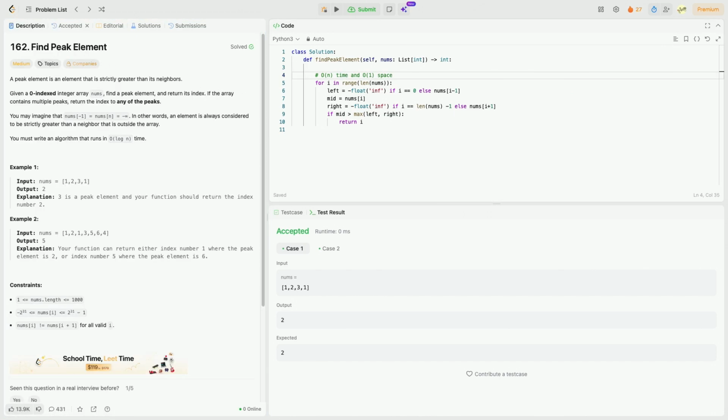How on earth could we improve this? One way to think of it is that we can exploit the fact that we only need to find any of the peaks, and it's guaranteed that the array contains multiple peaks. If we had to find one specific peak, I think it would be difficult, but we don't need to find a global optimum. We can just find a local one. So we just need to find a local peak.